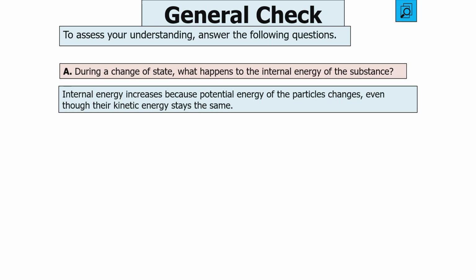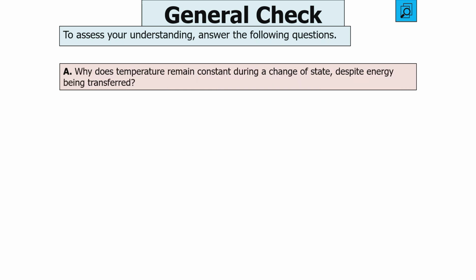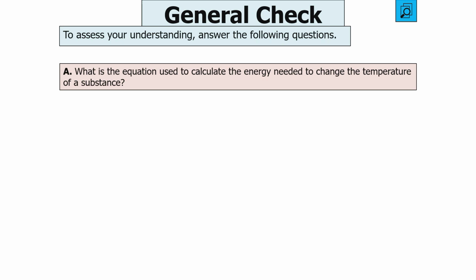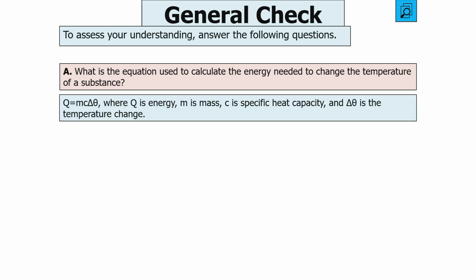same. Why does temperature remain constant during a change of state despite energy being transferred? Well, because the energy is going into changing the potential energy store, which will be either breaking or forming bonds or intermolecular forces of attraction, not into increasing the kinetic energy. What is the equation used to calculate the energy needed to change the temperature of a substance? Well, Q equals mc delta theta, where Q is energy, m is mass, c is specific heat capacity, and delta theta is the temperature change.